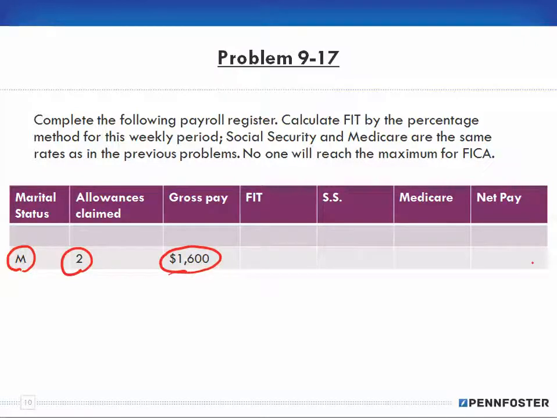So let's do the easy stuff first. Okay, Social Security is 6.2%, so 1,600 times 6.2% is $99.20. So that's the Social Security.